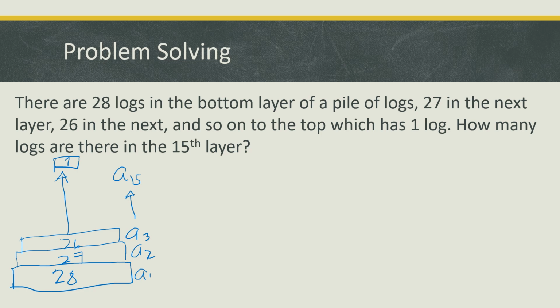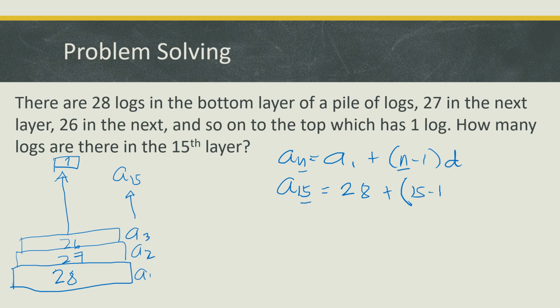So we can now use the formula a sub n is equal to a sub 1 plus n minus 1 multiplied by the common difference d. Since we are looking for the 15th layer, we will use a sub 15. Then a sub 1 as our first layer or bottom layer of 28, plus use the value of n as 15, then minus 1. And take note, what is our common difference? Since in every term we are subtracting 1, the common difference that we will use is negative 1.